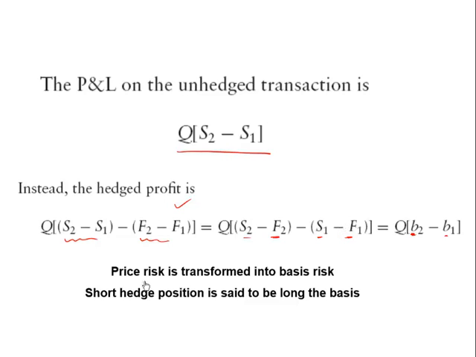So remember, a unitary hedge or a forward hedge in this manner converts our price risk into a much smaller basis risk. Earlier the risk was price risk. If you are shorting to achieve your hedge, then the short hedge position is said to be long the basis. When we short this forward, we hedge our position, but the risk is now the basis risk.